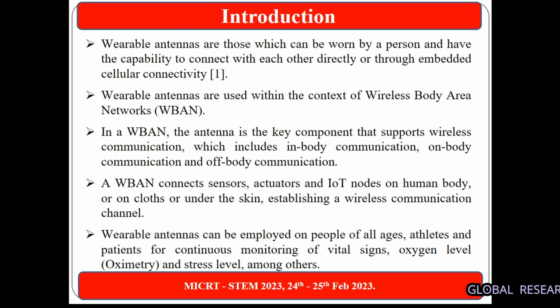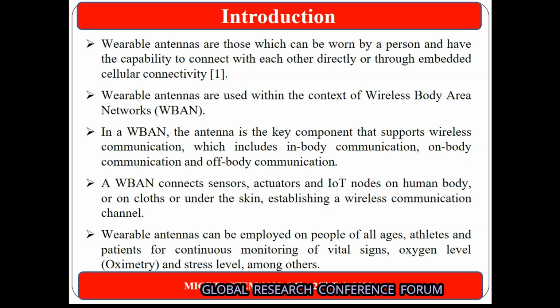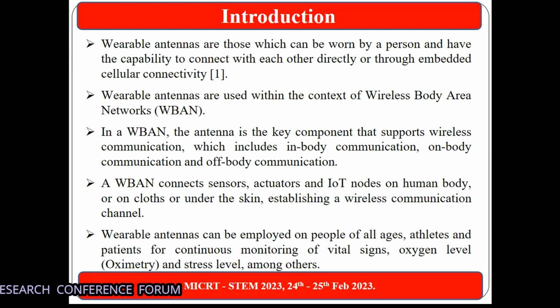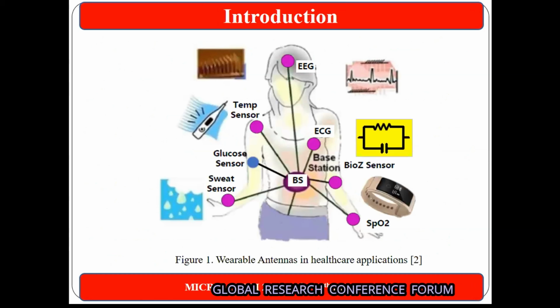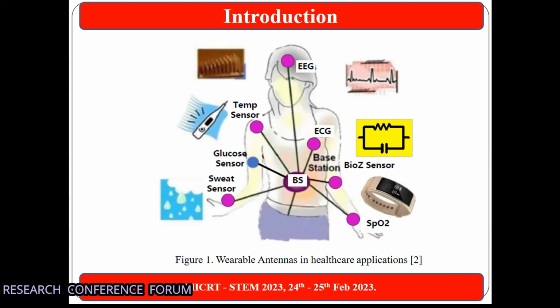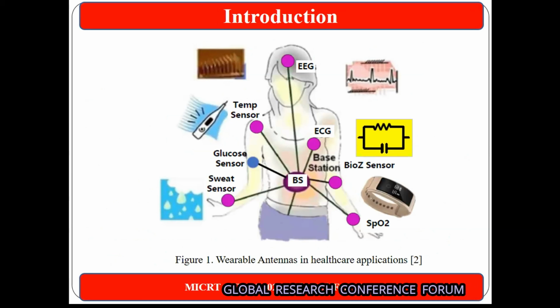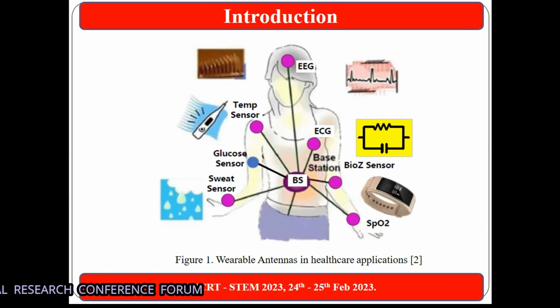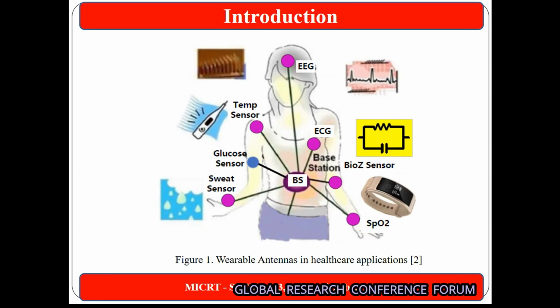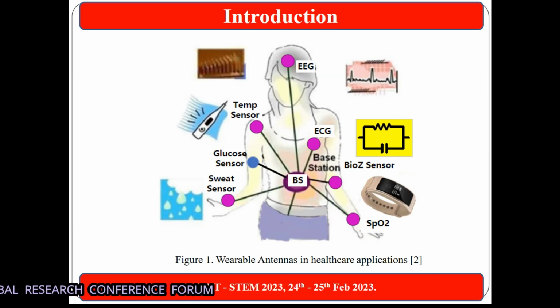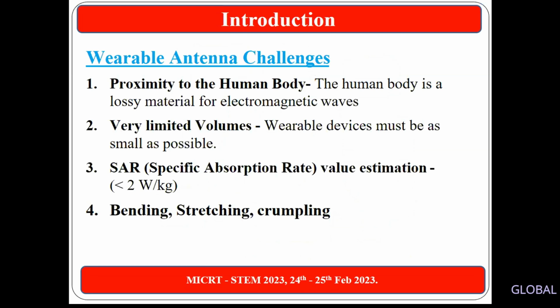Wearable antennas can be employed on people of all ages, athletes, and patients for continuous monitoring of vital signs, oxygen level, and stress level, among others also. This is the basic application diagram that will show where we can use wearable antennas for measurement of body parameters. Few of them are temperature sensors, glucose sensor, sweat sensor, EEG, ECG, or SpO2 level also. These parameters can be scanned and can be forwarded with the help of wearable antenna to the doctor or the user level. Along with this, we have some challenges in designing of wearable antenna.